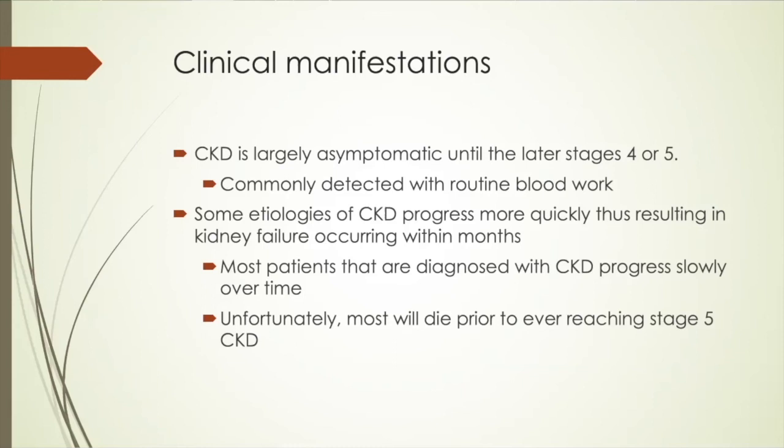Some etiologies of CKD progress more quickly, thus resulting in kidney failure occurring within months. Most patients that are diagnosed with CKD progress slowly over time. Unfortunately, most will die prior to reaching stage 5 chronic kidney disease. And we'll get into more of that when we talk about the disease processes that are correlated and related that can progress into chronic kidney disease.